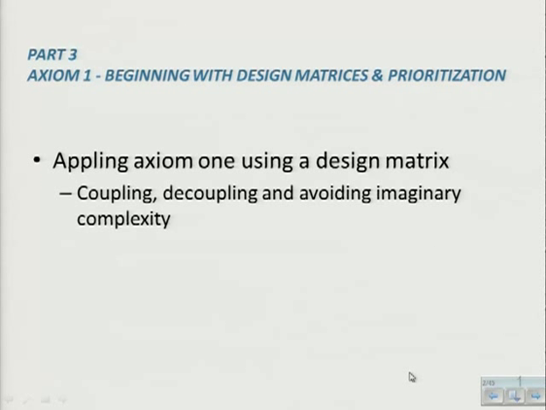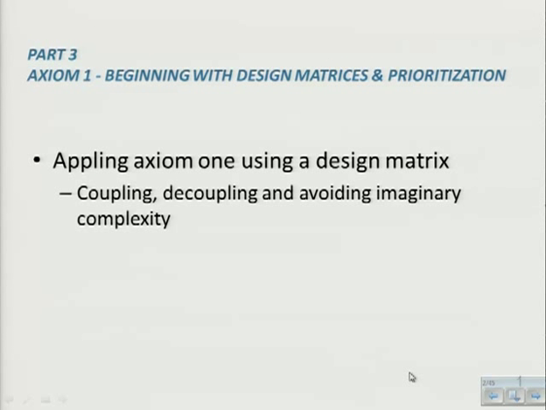Axiom 1 can be used sort of informally or qualitatively in lots of ways. You can just look at a problem and say, geez, you know what, I think we're sort of coupling some things here that don't need to be coupled. Let's see if we can sort it out. And before we had Aclaro software, that was a lot of the way that it was used.